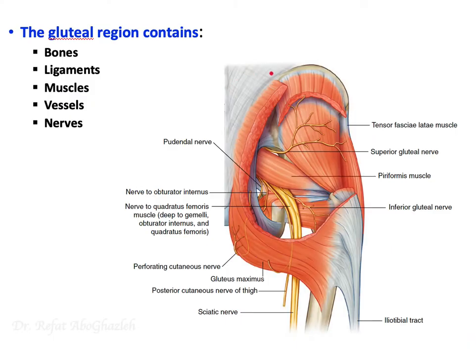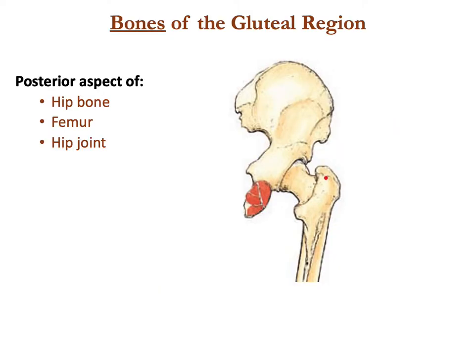Of course, we talked about the gluteal region. It's a region in our body, so there are a couple of muscles there. That means we need bones and ligaments, and to supply these structures, because of the muscles, we need innervation. That means there are nerves and of course vessels. We discussed that in detail in a previous lecture about the pelvis and hip bone. So the bones of the gluteal region mainly include the hip bone, femur, and of course the hip joint.